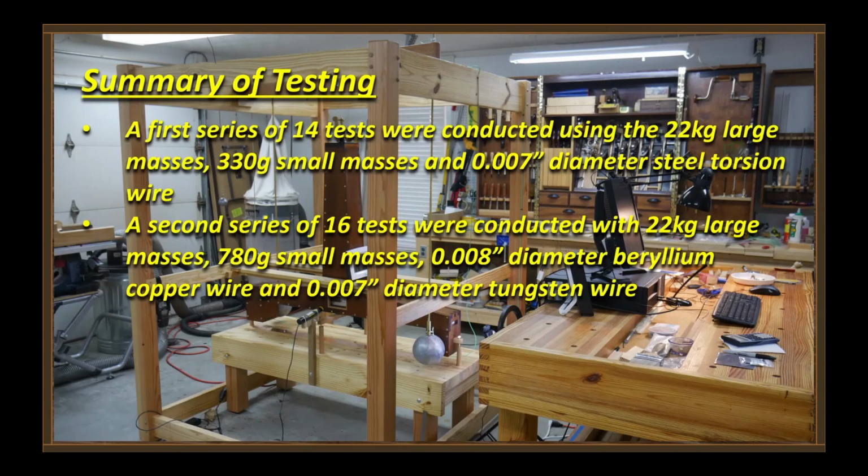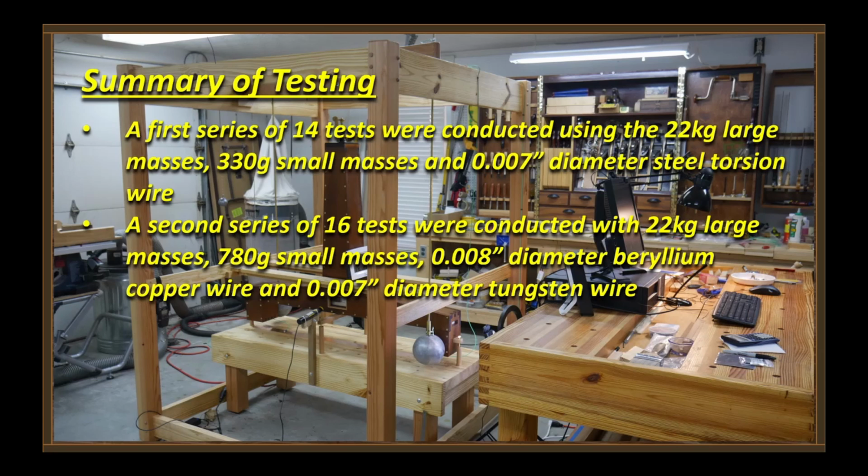We did a summary of all the testing in part 1, so I won't go through that in detail again, but just as a reminder, the first test series consisted of 14 tests, and they were all conducted with the 22 kilogram large mass and 330 gram small masses, and they all used a .007 diameter steel torsion wire, a guitar string in actuality.